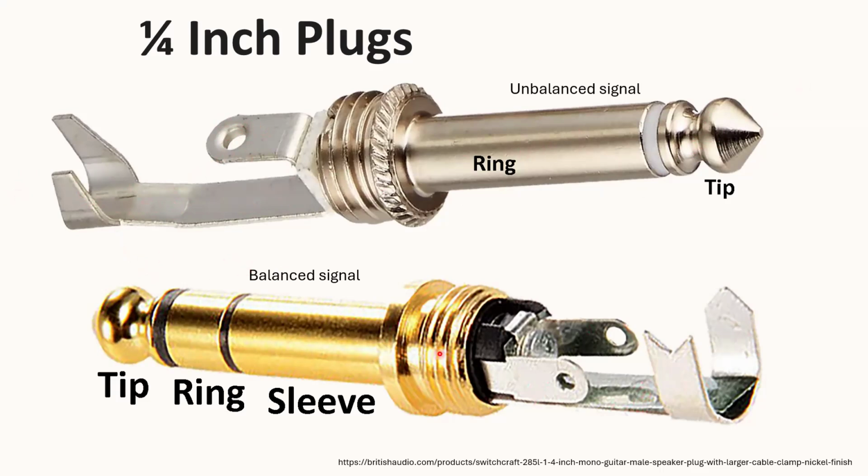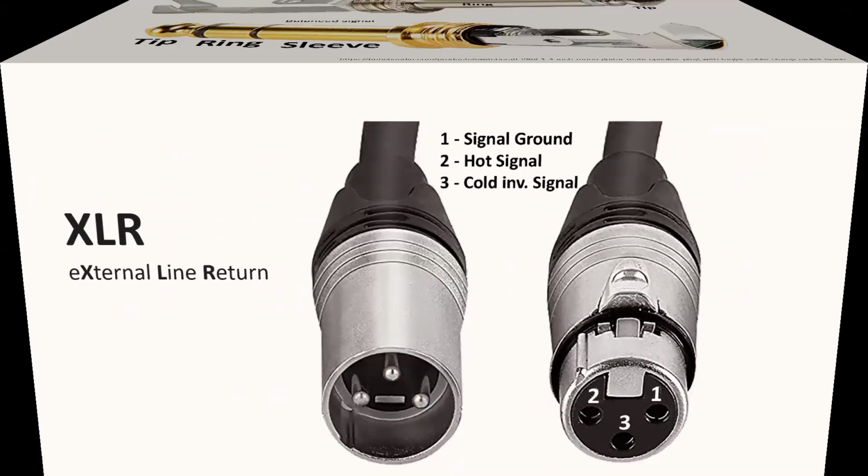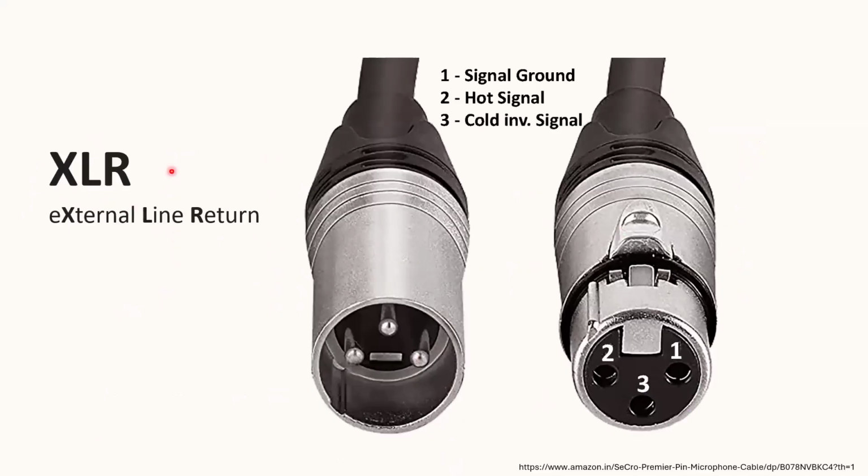Now here, this one has three, right? Here's the tip, ring, and sleeve. So it has 1, 2, 3 connections. All right. What's going on with that? And here is, oh, there you go, external line return. I had to write it down because I keep forgetting. You will too.